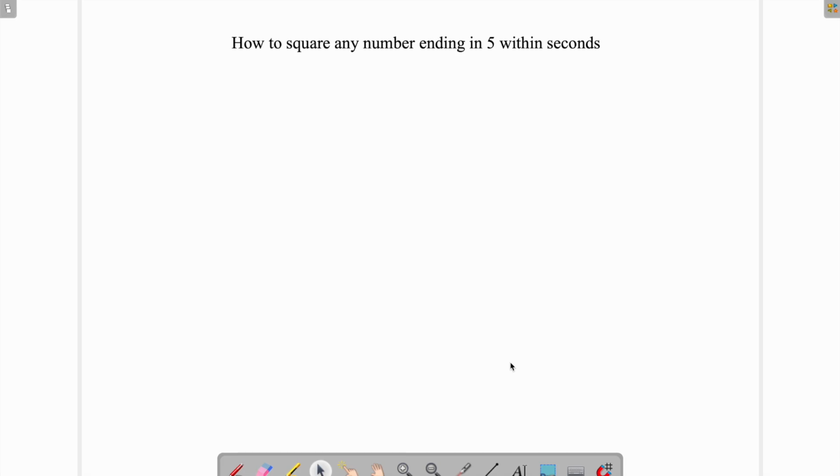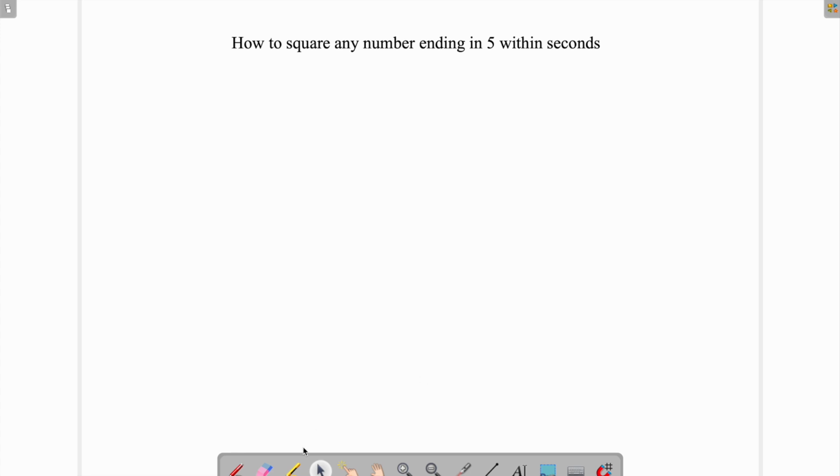So today we're going a bit left field. We're not really focusing on typical mathematical content for high school and university students. We're going to be doing a bit of a party trick, I guess. Maybe you can show your friends that you're a hidden genius. So I'm going to show you how to square any number ending in 5 within seconds. It's actually a lot more simple than you think, and you can do this with any single number. As long as it ends in 5, you can do this within seconds, and it's a lot easier.